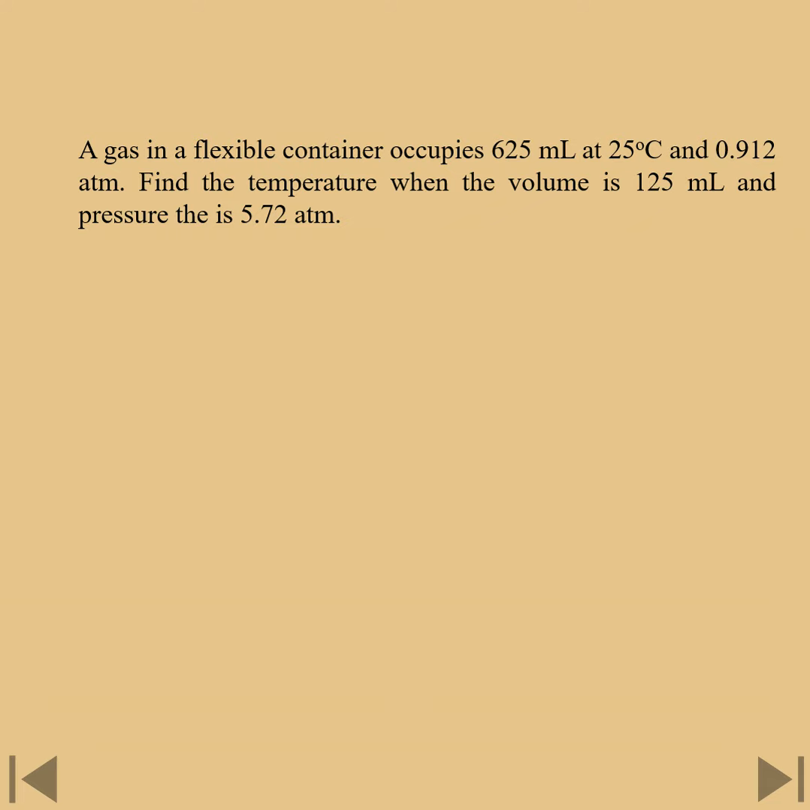Okay, a gas in a flexible container occupies 625 milliliters at 25 degrees C and 0.912 atmospheres. Find the temperature when the volume is 125 milliliters and the pressure is 5.72 atmospheres. We're going to use our units again. So T2 must get its units from T1. The other factors affecting the system are volume and pressure. So P over P and V over V.